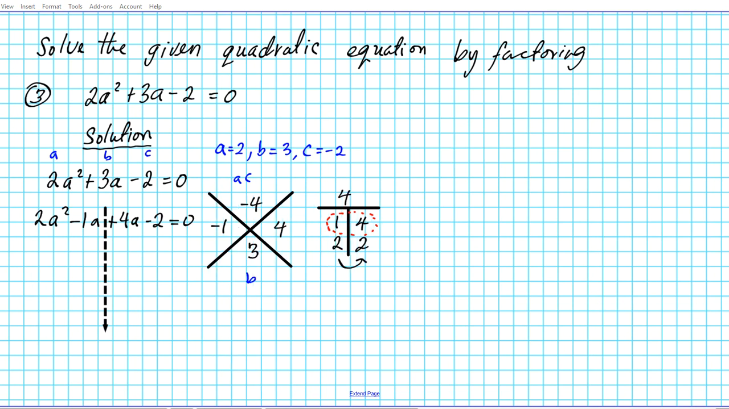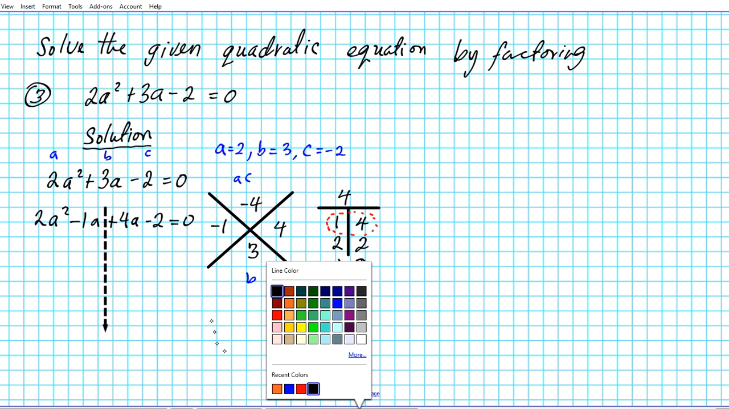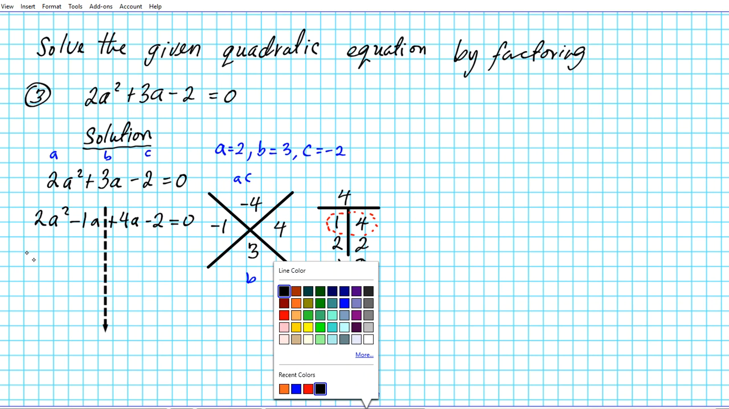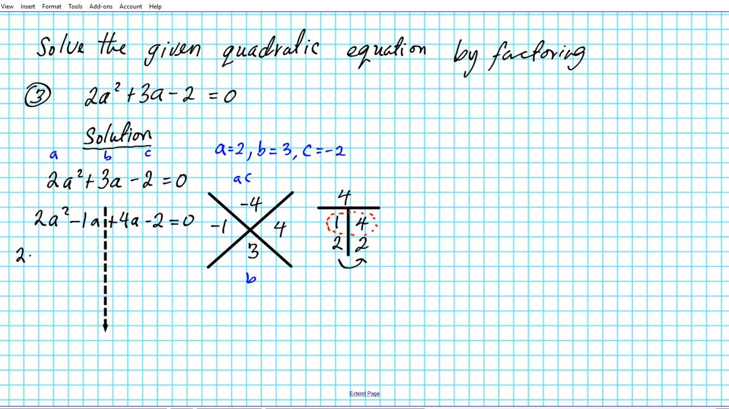Alright, so let's go ahead and break them down, and then we're going to factor by grouping. For the first term, we can decompose that into 2 times a squared minus 1 times a, and then 4a can be broken down. Bring down the middle sign, which is positive. That's good, so no sign change happens. So we have 2 times 2 times a minus 2 times 1 equals 0.